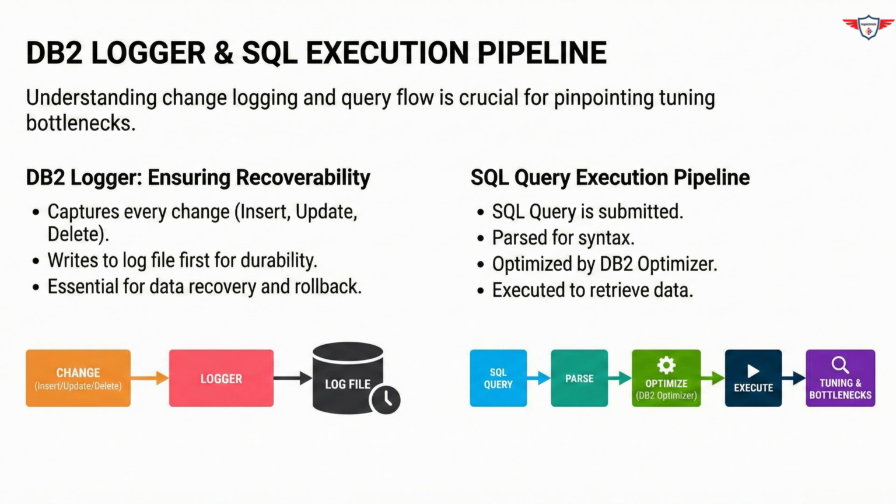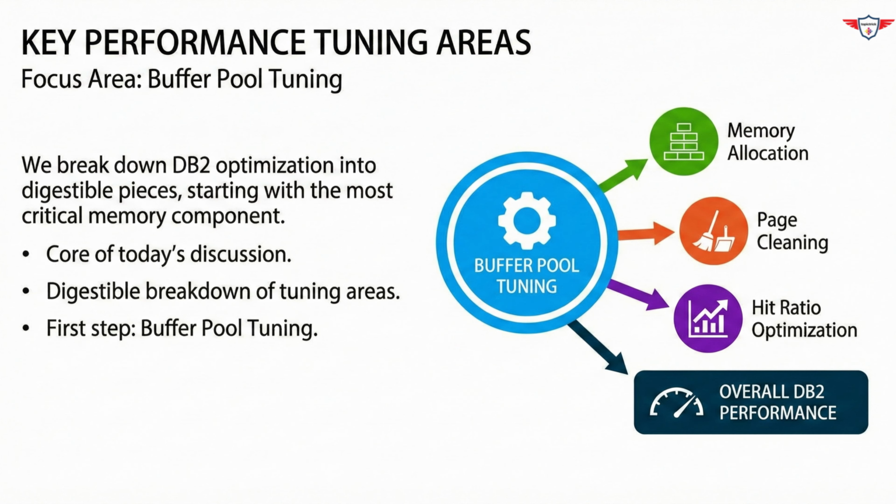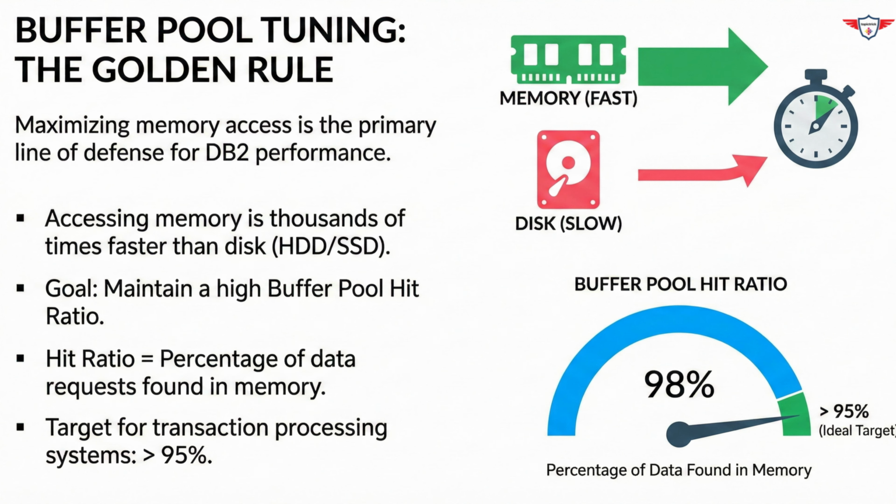Now, let's dive into the core of today's discussion, which is the key performance tuning areas. We're going to break this down into digestible pieces, starting with buffer pool tuning. As I mentioned a moment ago, the buffer pool is your first line of defense against slow performance. The golden rule here is simple. Accessing memory is thousands of times faster than accessing a hard drive or even an SSD. Your goal is to keep the buffer pool hit ratio high. This ratio represents the percentage of time DB2 finds the data it needs in memory rather than reading it from disk. Ideally, for a transaction processing system, you want this to be above 95%.